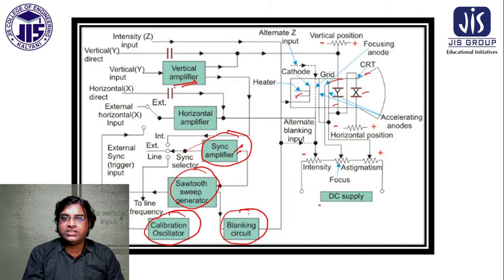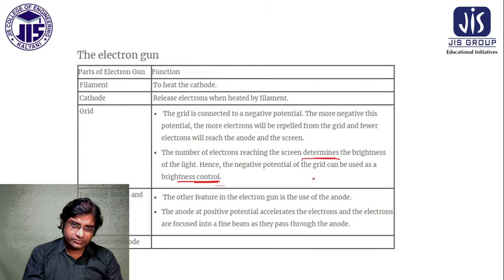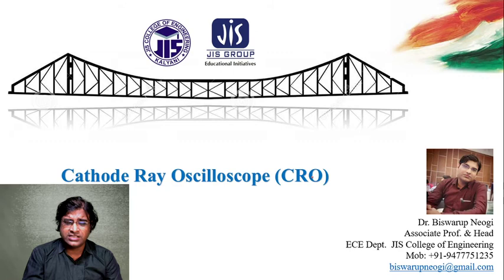So these are all the block diagram representations of the cathode ray oscilloscope, and in this way we come to the ending of this particular lecture. In the next lecture we will see what we have learned, what we can understand about the CRO. I'll just recap this.